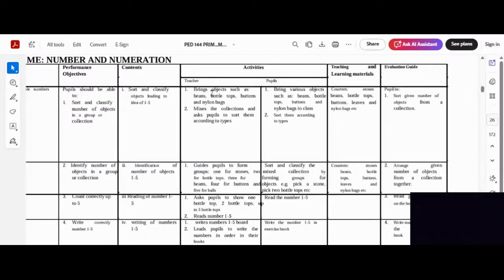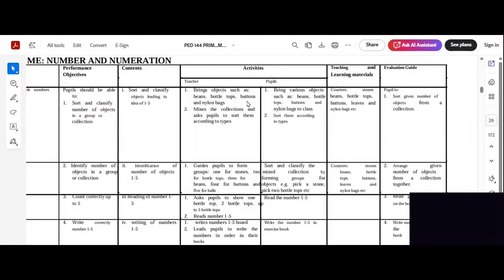One, the teacher brings objects such as beans, bottle tops, buttons, and nylon bags. The teacher also mixes the collection and asks pupils to sort them according to types, while the pupils bring various objects such as beans, bottle tops, buttons, and nylon bags to the class also, and then they will sort each of them according to their types.